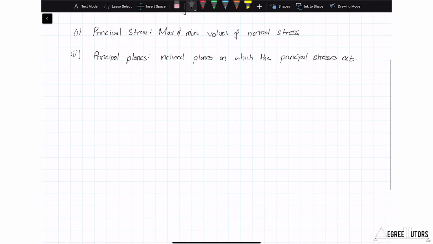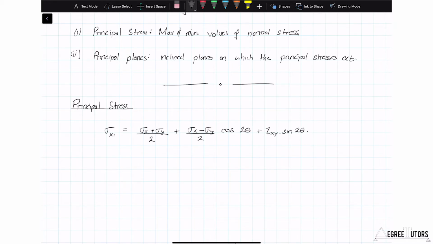Let's start off by focusing on principal stresses. Let us first of all jot down the transformation equation we have, which is telling us how the normal stress varies as we change the angle of orientation of a plane. So we saw this previously. It's an equation that is showing us essentially a curve.